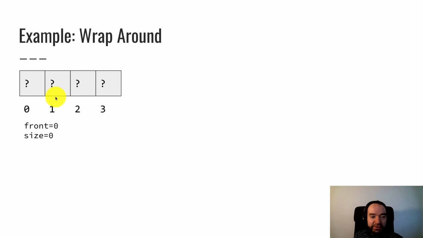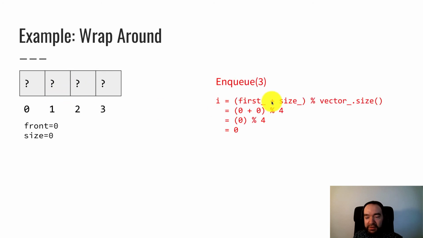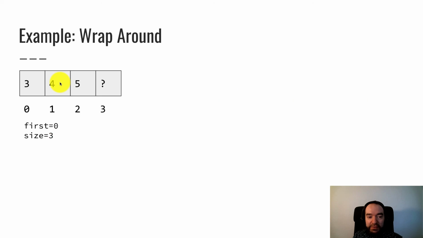So starting from an empty vector, if we NQ 3, if you go through this arithmetic, first plus size would be 0 plus 0, mod 4 is still 0, so we NQ at index 0. And until we get to the end, this modulo vector size won't really have an effect on anything. So if I NQ 4, that will go at index 1, NQ 5 goes at index number 2.